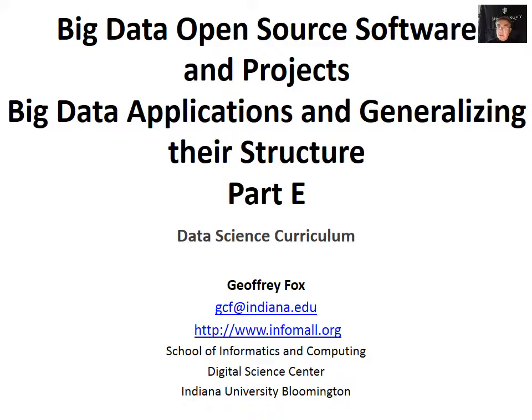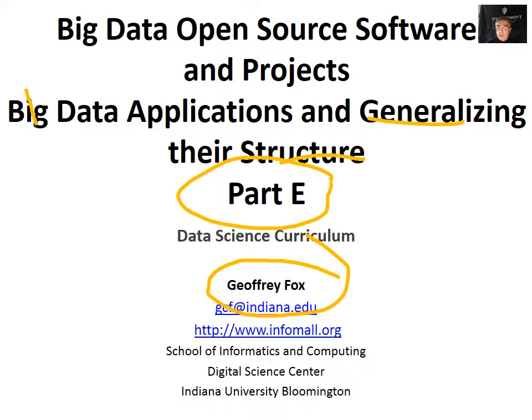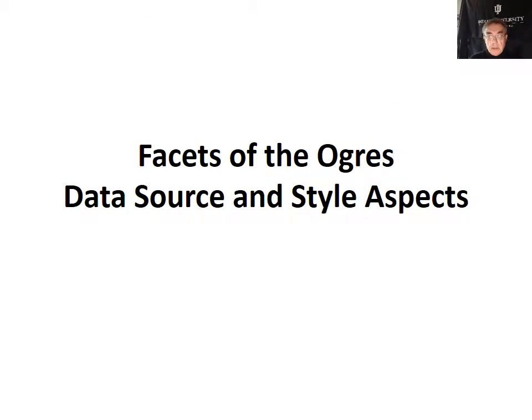We're in the Big Data Open Source Software and Projects course in the Data Science curriculum. This is me here, and we're on the unit, Big Data Applications and Generalizing Their Structure, and we're on the fifth of the five lessons within this unit. So now we're continuing the discussion of what I introduced as the facets, because we're trying to abstract the structure or the pattern of big data applications.